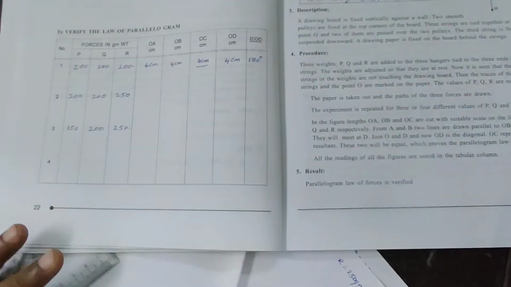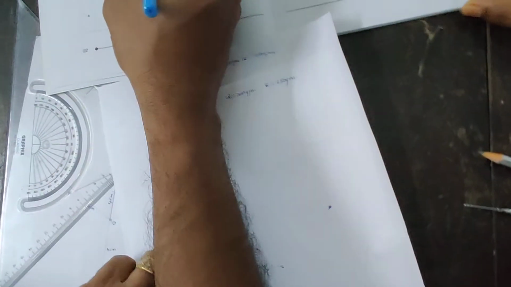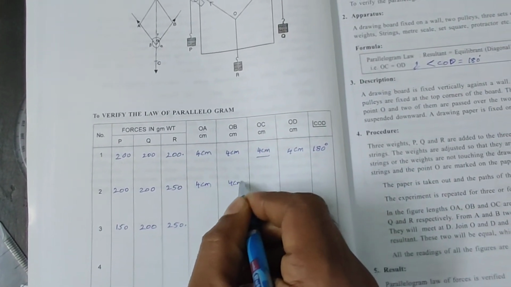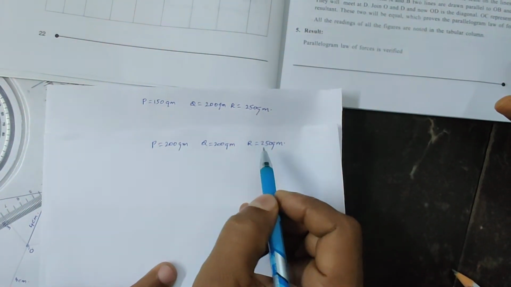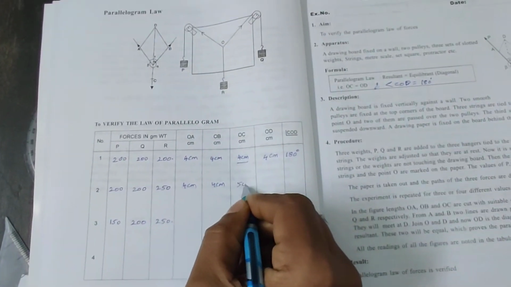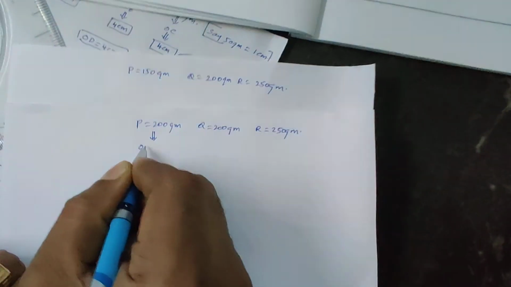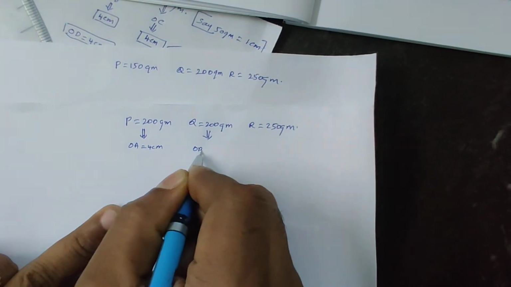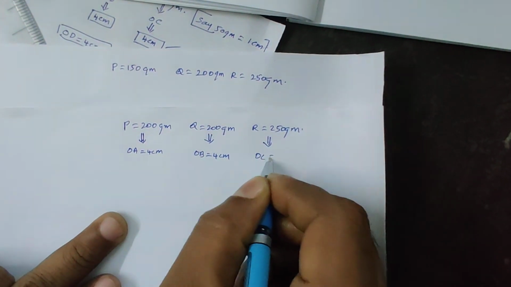Like that, I am going to complete the other two diagrams. So P 200, Q 200, R 250. So OA 4, OB 4, OC, here R is equal to 250 grams. R 250 means then OC 5 centimeter. 50 grams equal to 1 centimeter. And if you fix the scale, OA 4 centimeter, OB 4 centimeter and OC 5 centimeter.